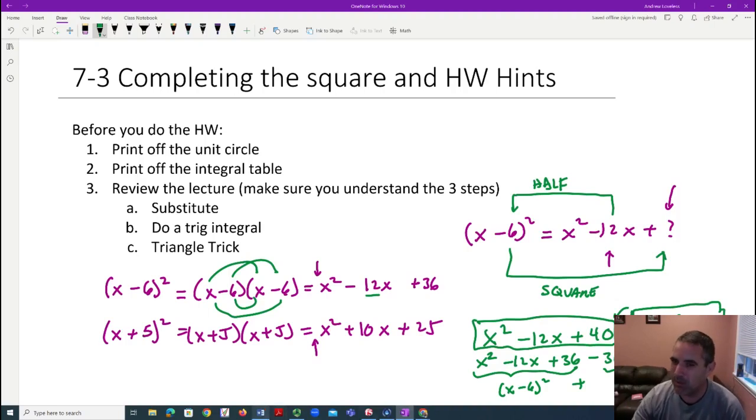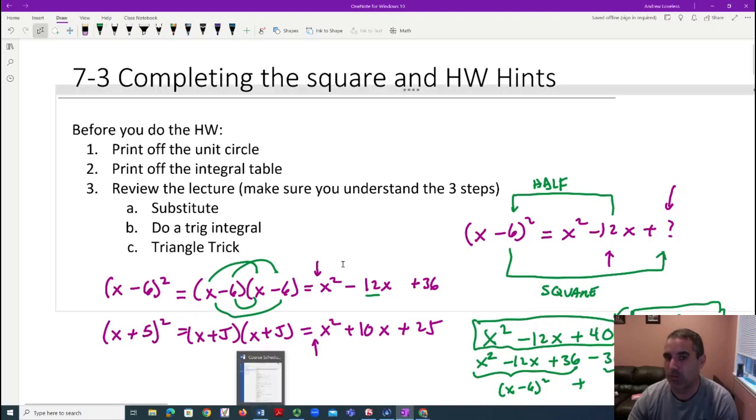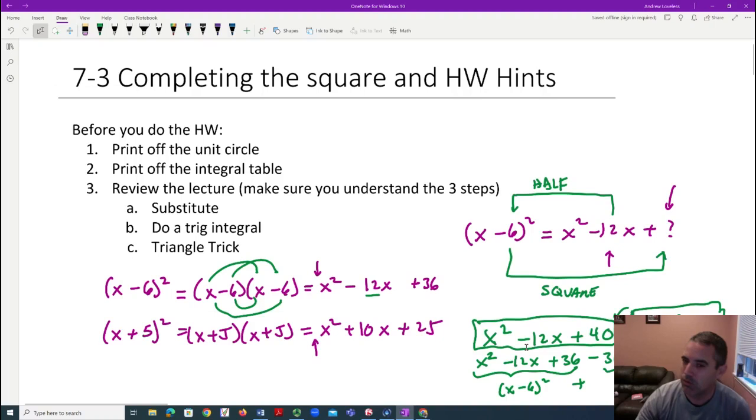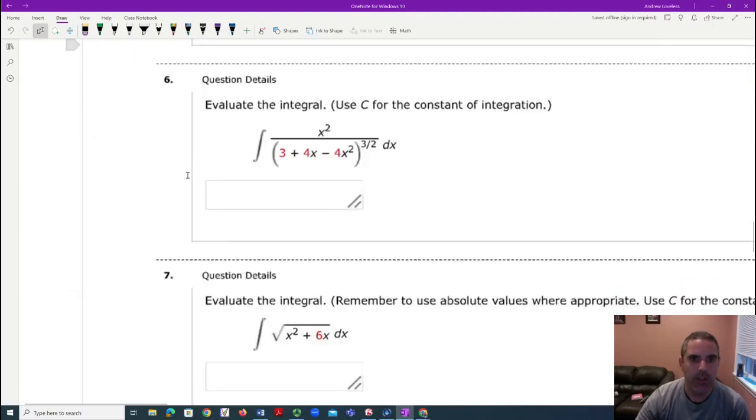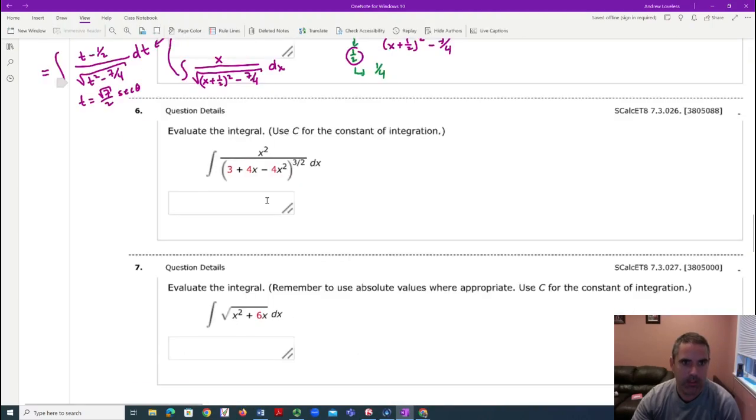This ability to complete the square is actually really important for several things we're going to do throughout the term and in future courses. And the technique is half the middle squared, half the middle squared, half the middle squared. Okay, so let's look at the homework. So take one of these.